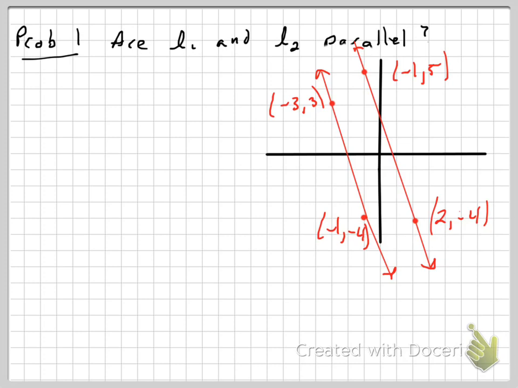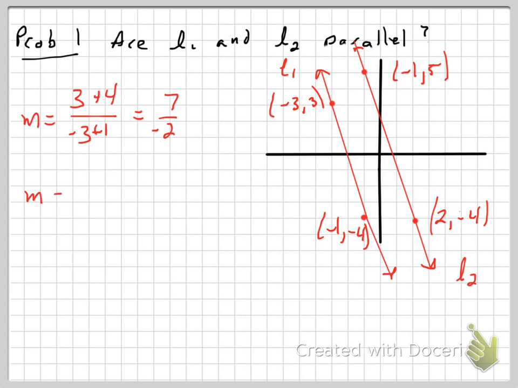Problem 1 is are L1 and L2 parallel? So let's find your slope. You could do a couple different ways. You could count if you want to, or you could just find the slopes. Let's find L1, and this is L2. Let's find slope of L1. Gives me 3 minus a -4, which is just 3 plus 4, over -3 minus a -1, or just plus 1. So this slope's going to be 7 over -2, or -7/2.